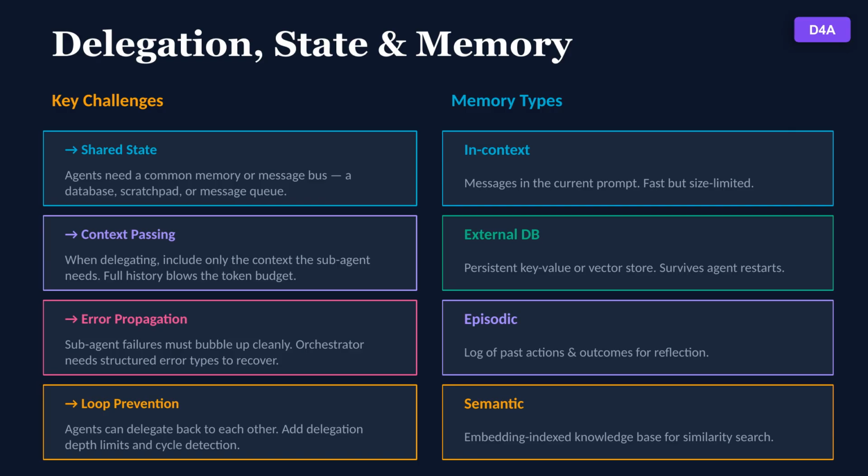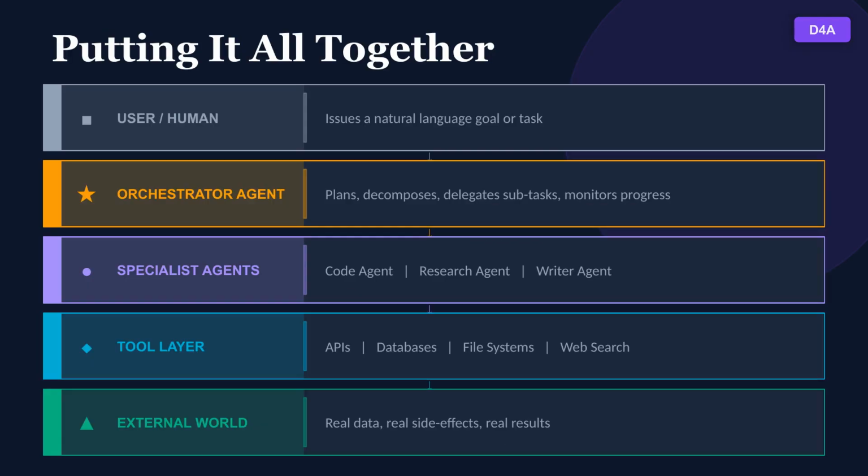4 memory types. In-context messages, external database, episodic logs, and semantic search with embeddings. The complete picture. 5 layers. At the top, the user issues a natural language goal. The orchestrator agent plans, decomposes, and delegates. Specialist agents handle specific tasks. Code agent, research agent, writer agent. The tool layer connects to APIs, databases, file systems, and web search. And at the bottom, the external world. Real data, real side effects, real results.